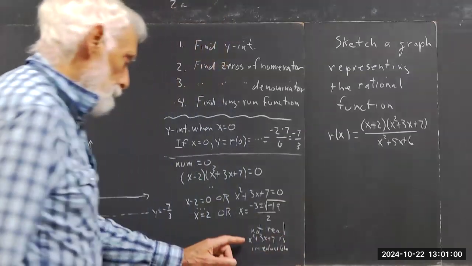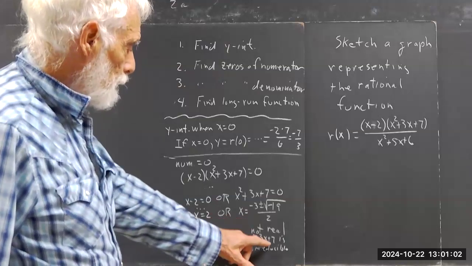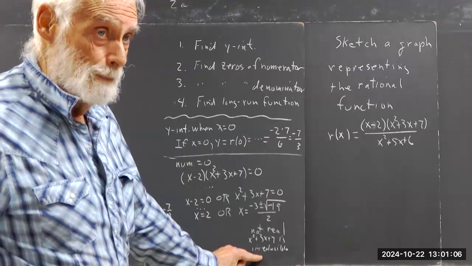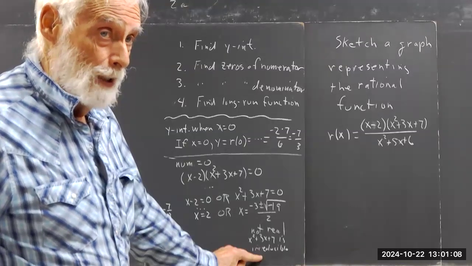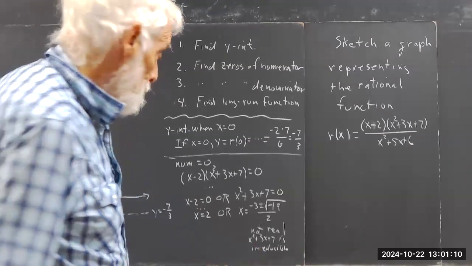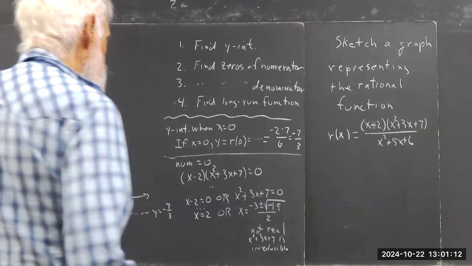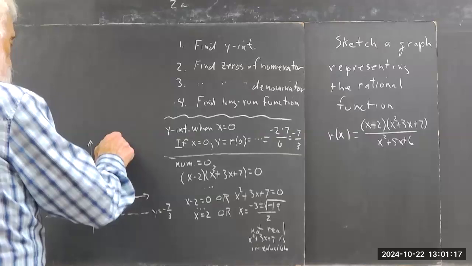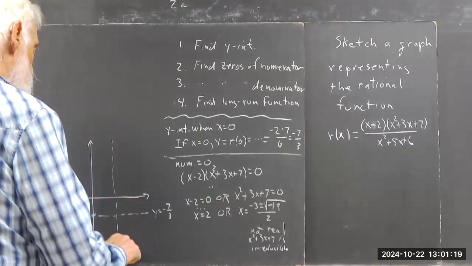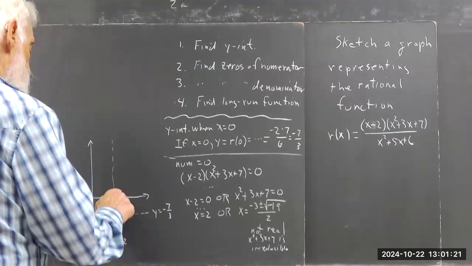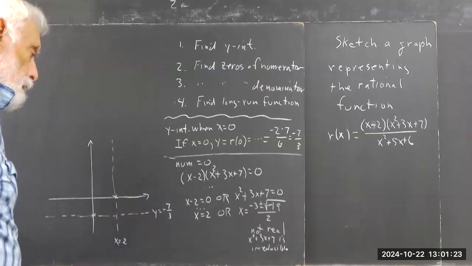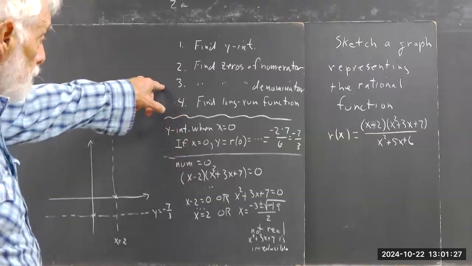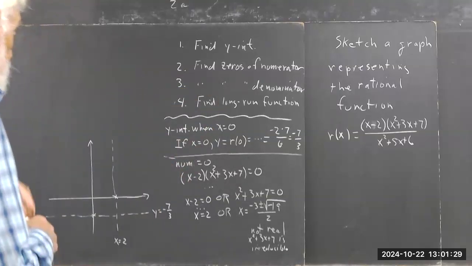I can't even read that, but it says x squared plus 3x plus 7 is irreducible. You can't factor it over real numbers. Doesn't have any zeros. Any real zeros. Okay, so now we know that at x equals 2, we have an x-intercept. So this goes along kind of nicely. But what about 2 as the denominator?